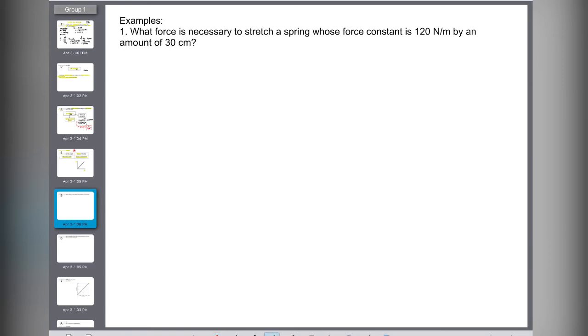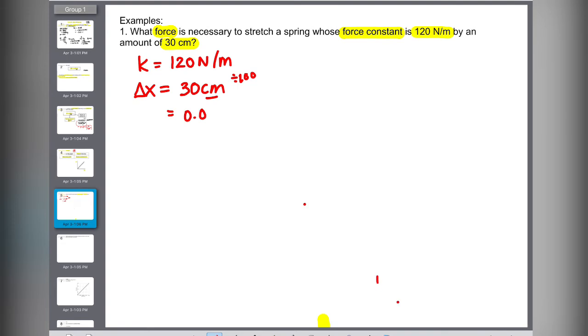All right, question 1. What force is necessary to stretch a spring whose force constant is 120 Newton per meter by an amount of 30 centimeters? So they gave me the force constant, which is K, 120 Newton per meter. And then they give you the stretch. The stretch is delta X. It is 30 centimeters. Okay, we don't like centimeters. We have to convert it into meters, so I have to divide it by 100. So it worked out to be 0.30 meters before I can put anything in the equation, because we like everything in SI units.